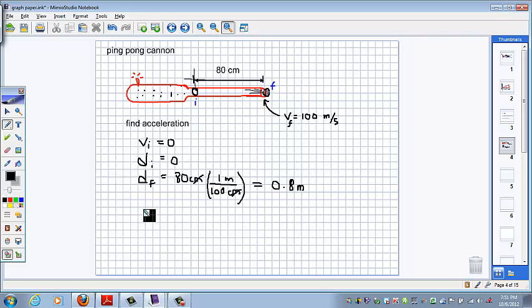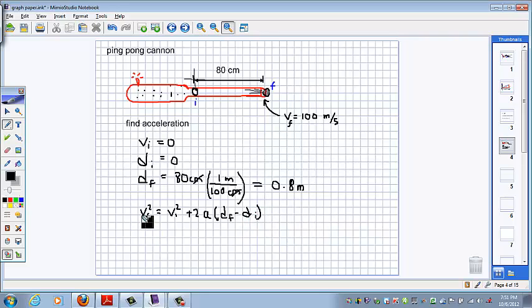And now we need to choose an appropriate equation of motion. So since we have no information on time, we have to use equation 4, Vf squared equals Vi squared plus 2a times the distance final minus distance initial. And we should be able to put in all the values we have from above directly into this equation and solve for the a.